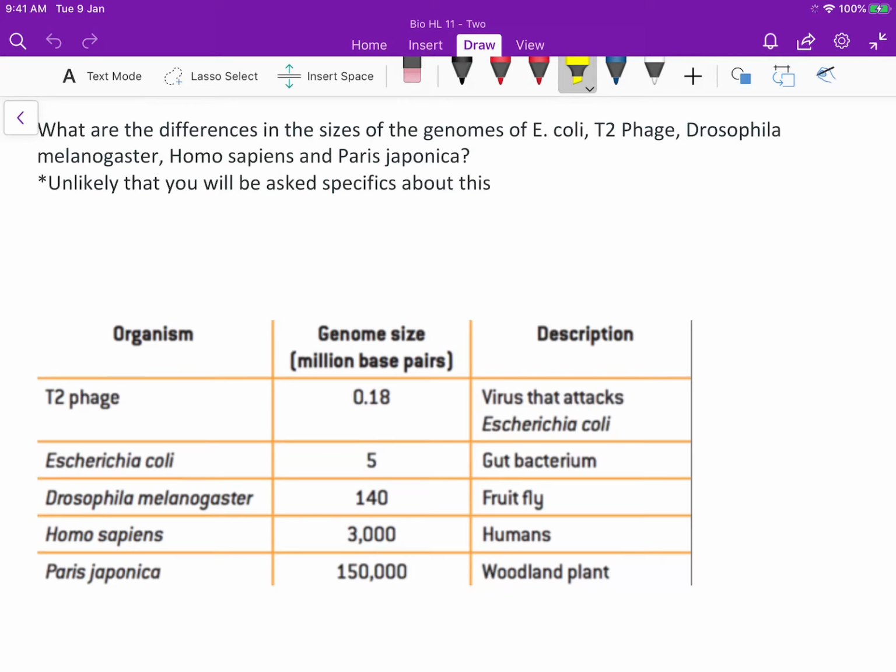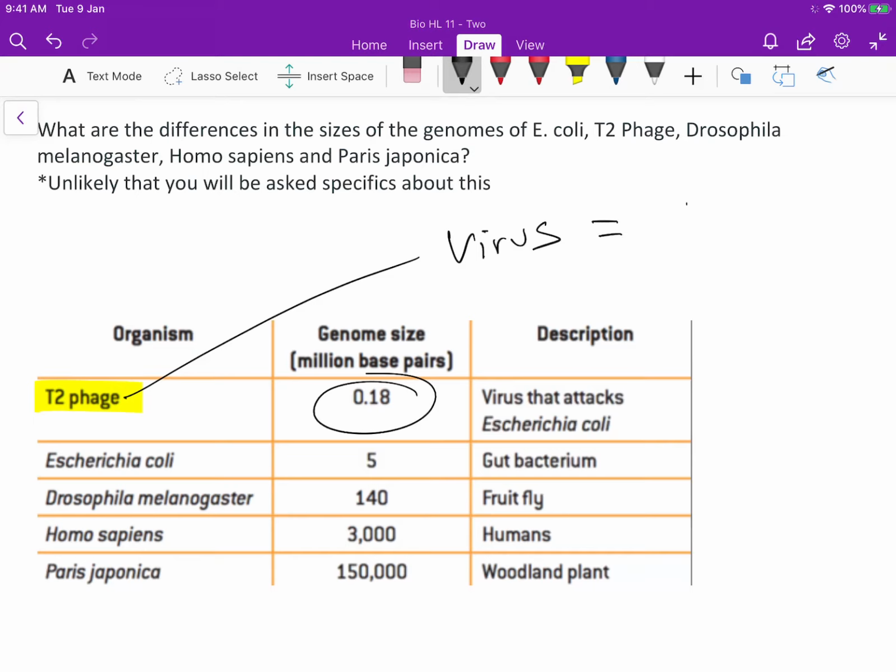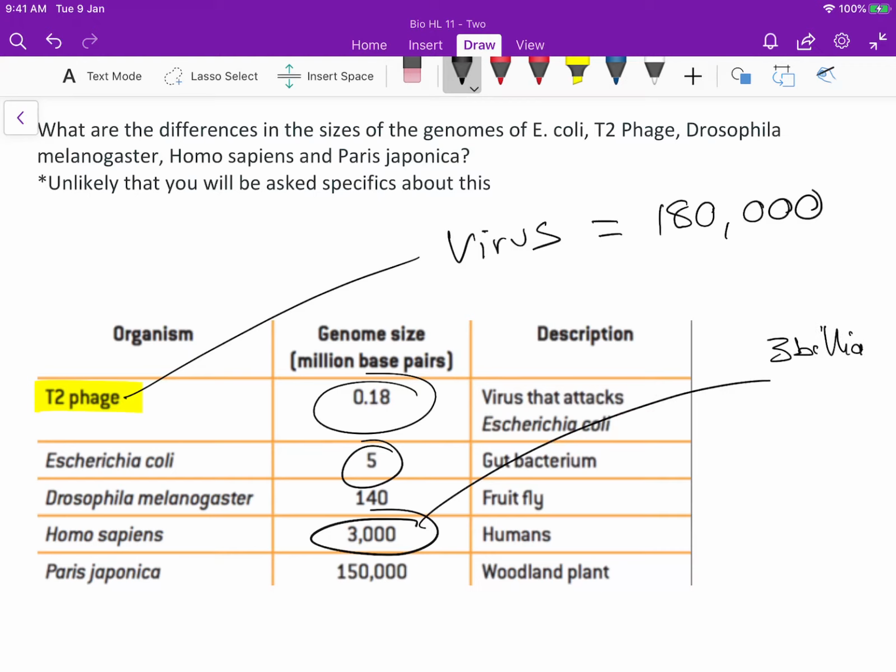But we can see here for phage, this is a virus. Viruses have very small genomes in comparison. So 0.18 million base pairs, so that's about 180,000 base pairs of DNA. Whereas E. coli has 5 million. And then we've got a human which has got 3,000 million, that's 3 billion base pairs.